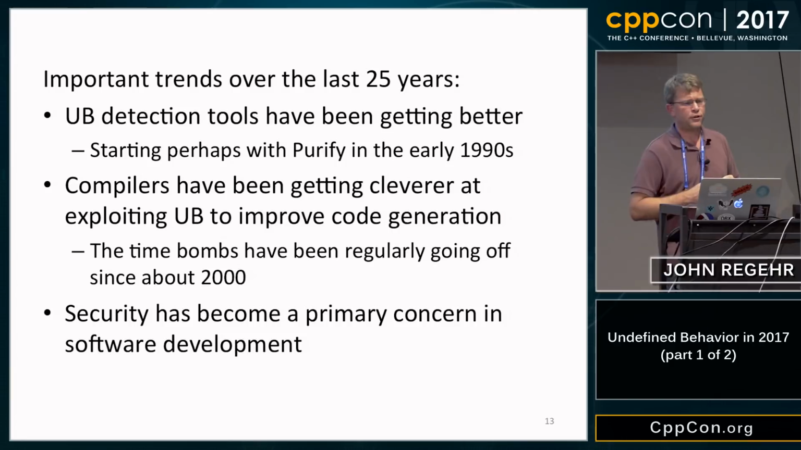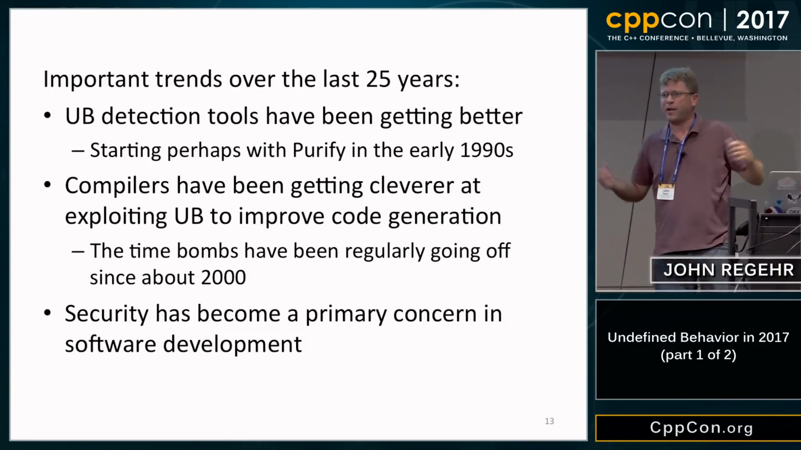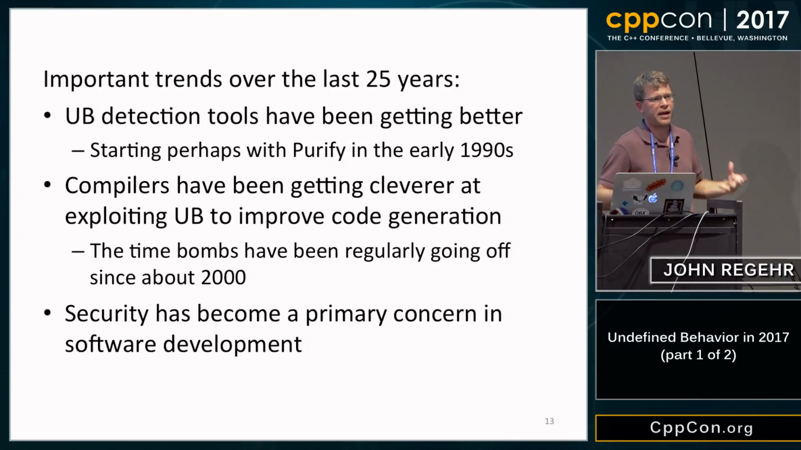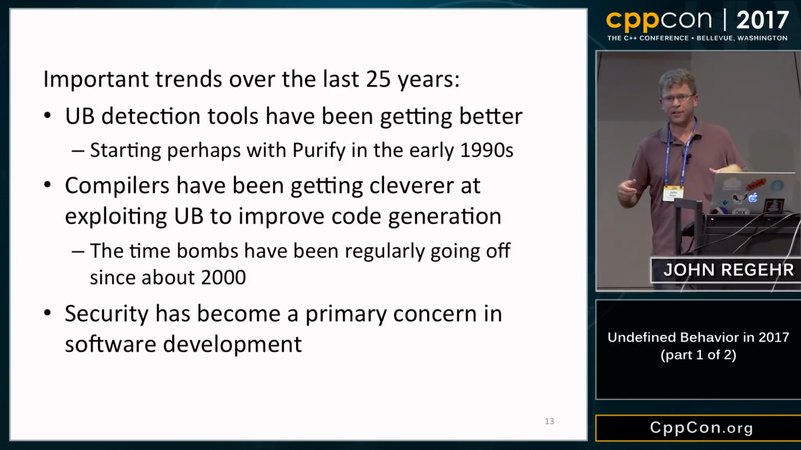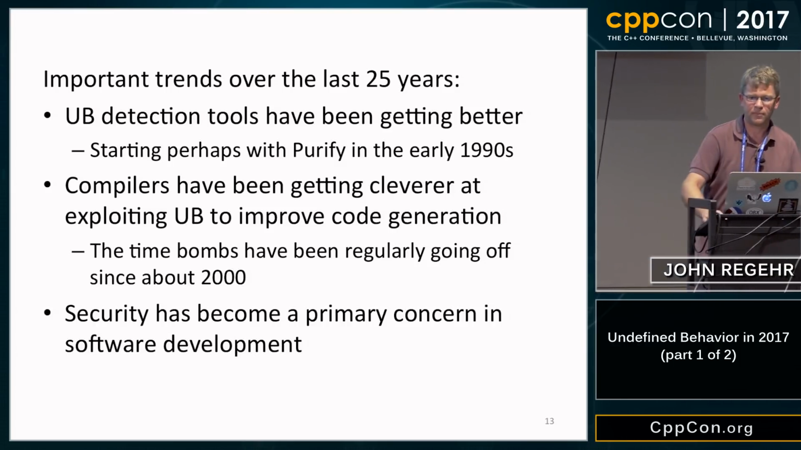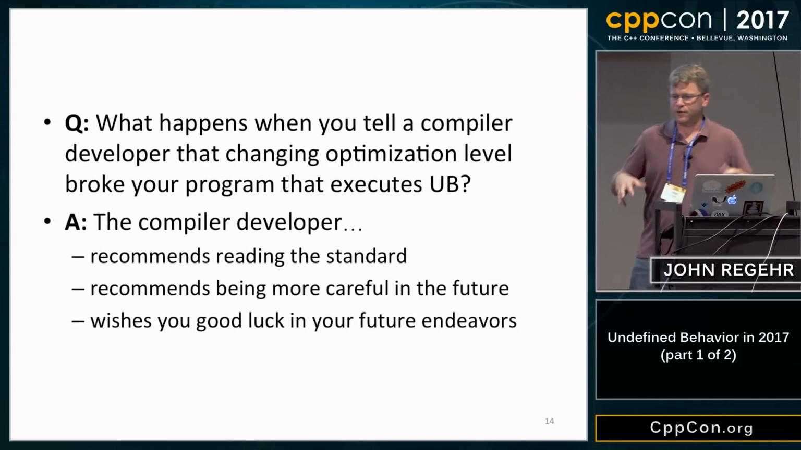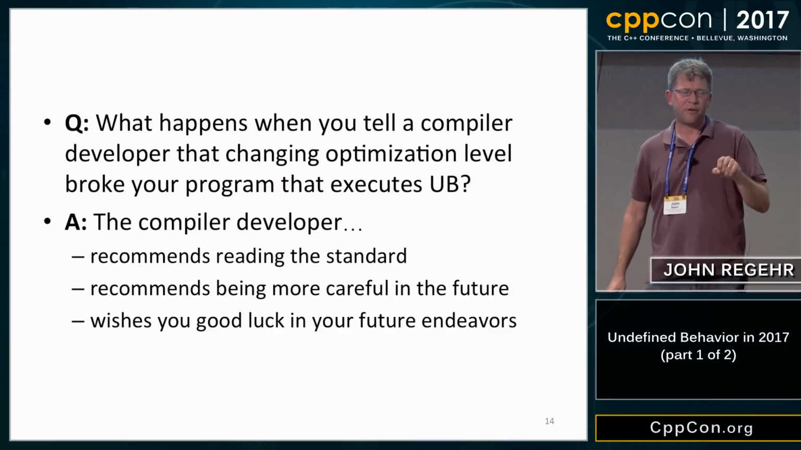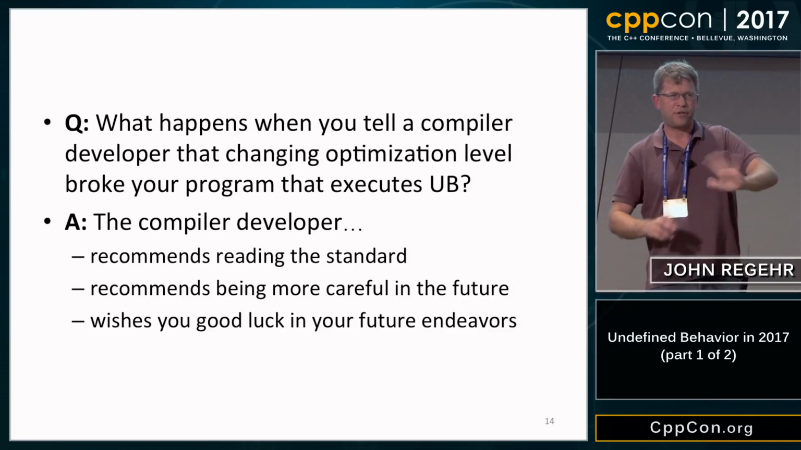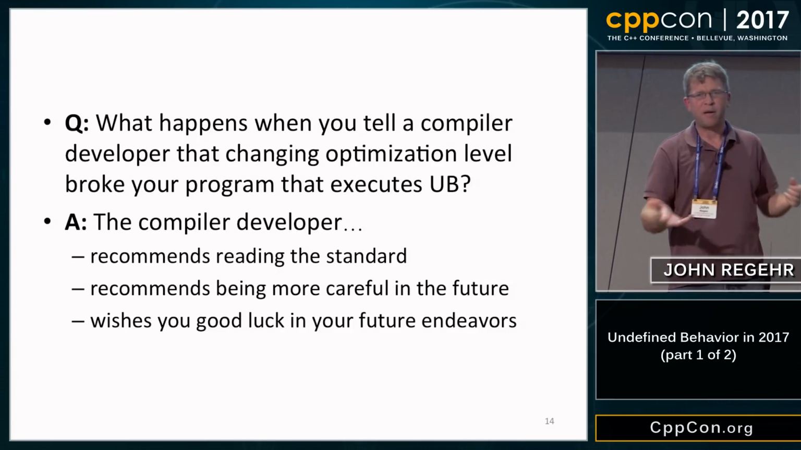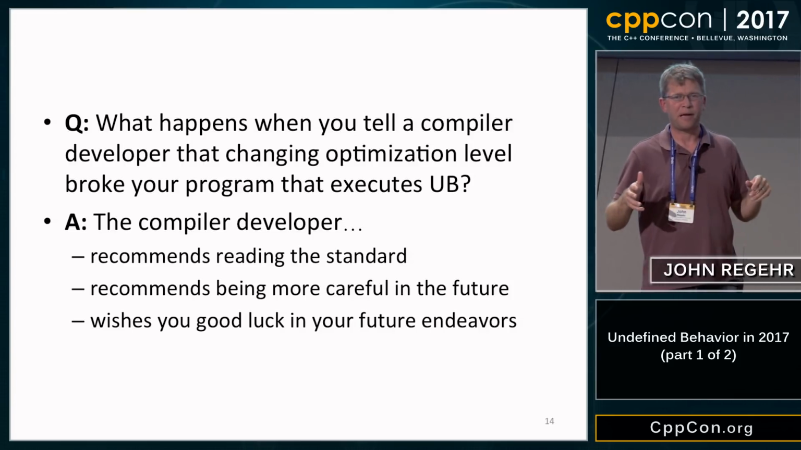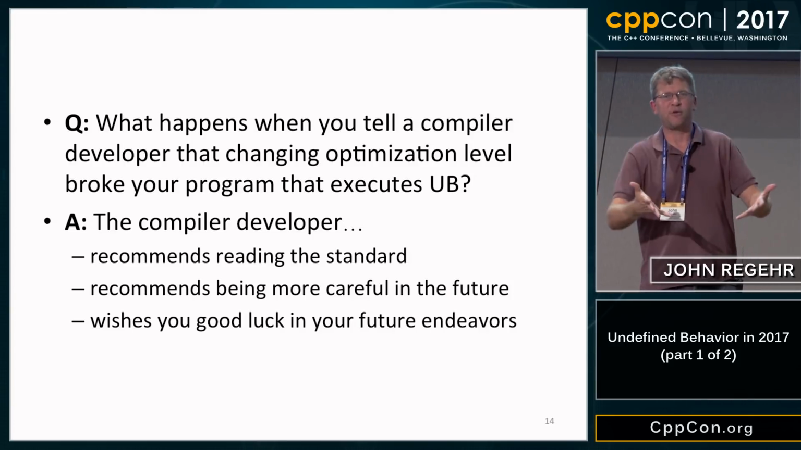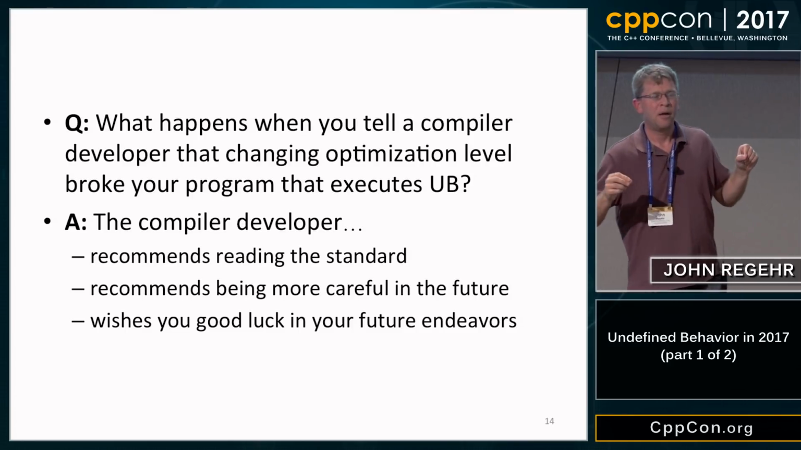Besides these two things, of course, security has become a paramount concern in developing software. So the consequences of undefined behavior in the real world have gone up dramatically since 2000 or so. This is just a tiny rhetorical question: what happens when you go to a compiler developer and tell them that your program, which executes unaligned memory access, is broken because you changed the optimization level or upgraded the compiler? Well, the compiler developer informs you that there are these things you shouldn't do, and please just don't do them, because it's not their problem.